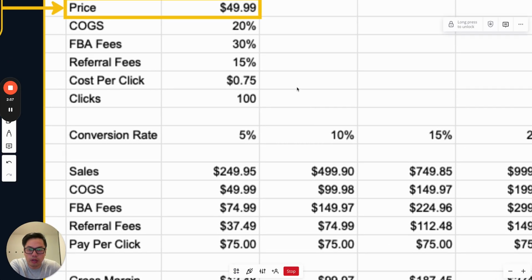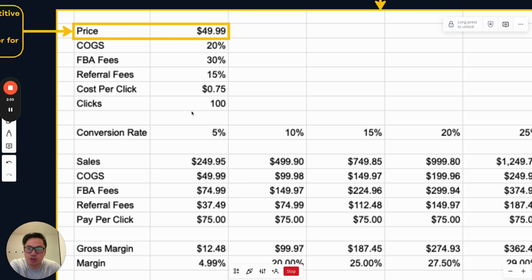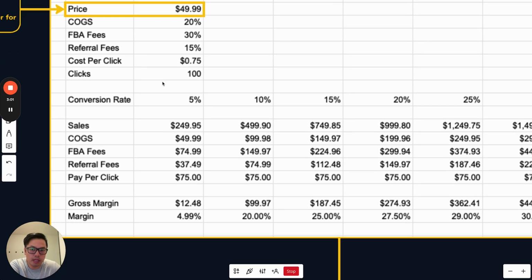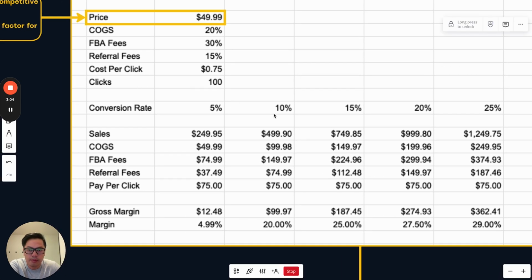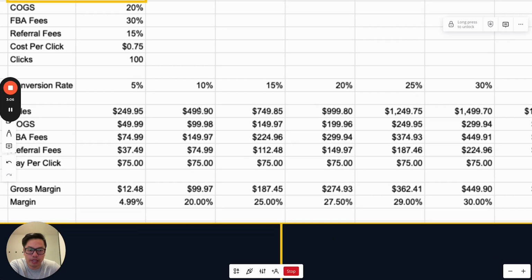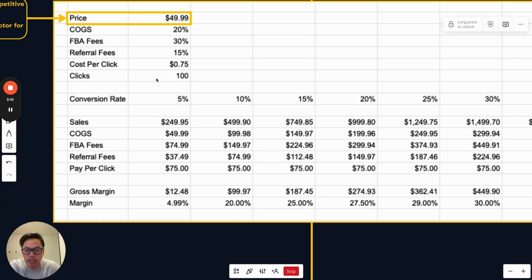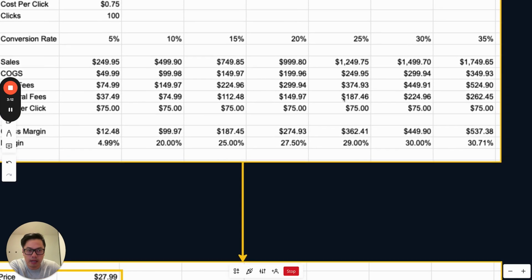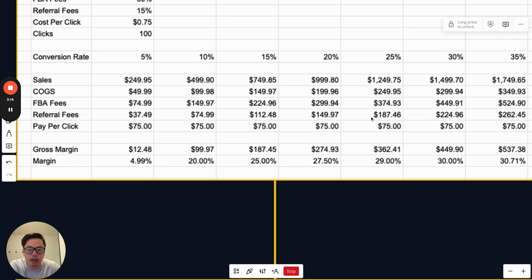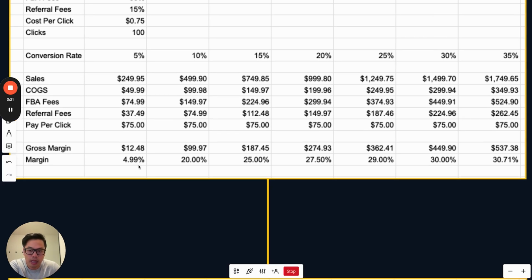Okay, so with all that said, I will then start to perform an elasticity test. Basically, with a change in my conversion rate, what does it do to my margin? So I'm estimating 100 clicks, and this is the data that comes out of it. So being priced where we're at, we're able to generate gross margin percentages at around 5%, 20%, 25%, 27%.